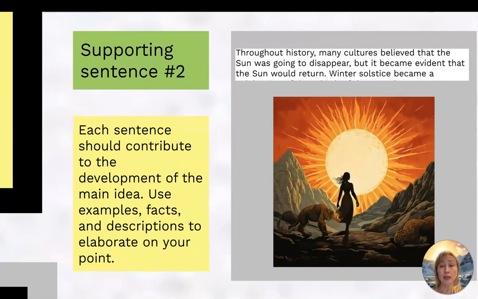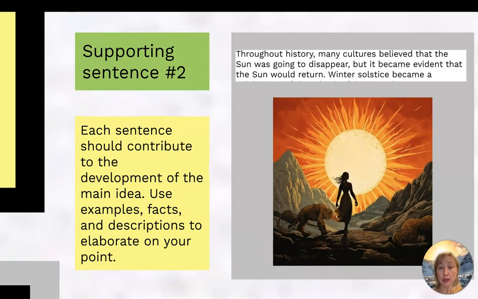With the second supporting sentence, I talk about many cultures that used to believe that the sun was going to disappear. So this sentence says, throughout history, many cultures believed that the sun was going to disappear, but it became evident that the sun would return. And as you can see, it also contributes to the main topic of the paragraph, and we use descriptions to add more information to the topic sentence.